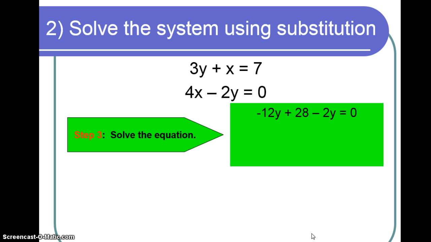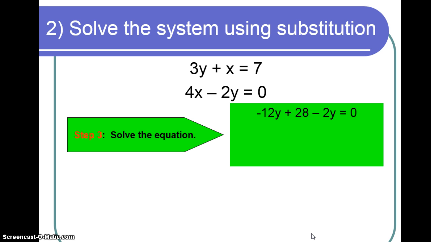Reminder, if you are having a hard time, always feel free to pause for a minute and to reevaluate, gather your knowledge of math, and get on the same page as us. So now we have negative 12y plus 28 minus 2y equals 0.